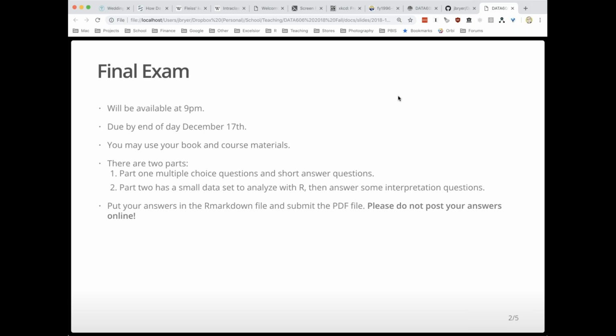So that's about the final exam. It's designed to fit into a traditional 3-hour block. It should take you about the same amount of time it would take you to do a lab, I would say. All right, questions about that?